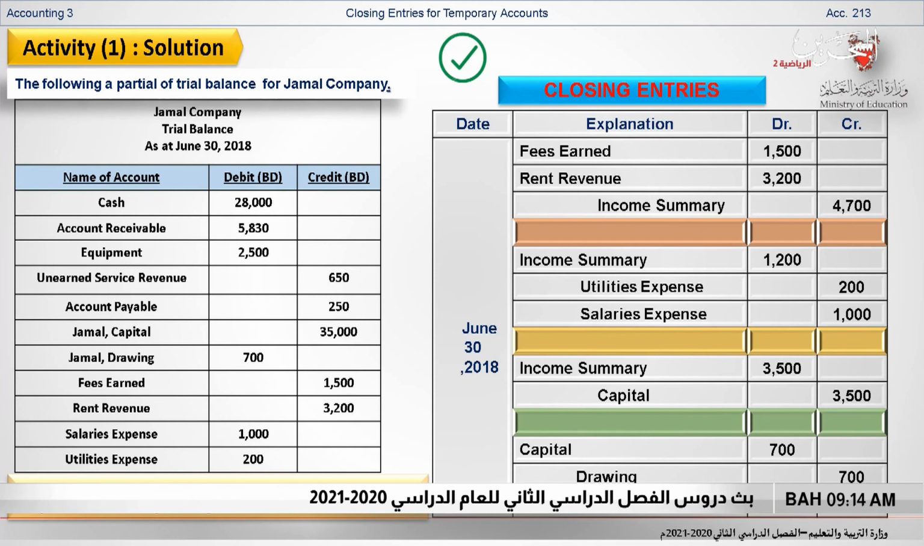The fourth step is to close the drawings account by preparing a journal entry that credits the drawings account for 700 BD and debits the owner's capital account by 700 BD.